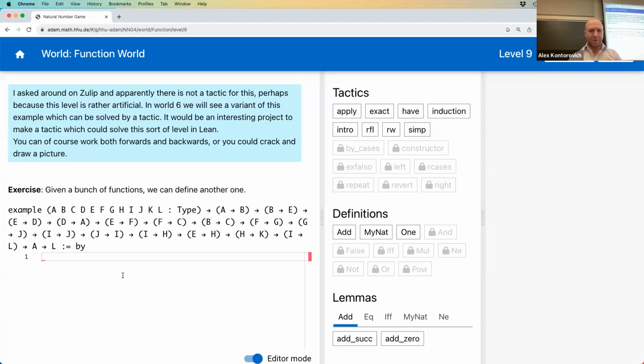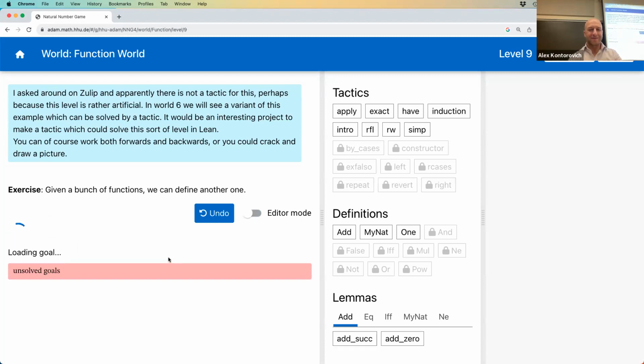All right, last one. Oh God. Oh yeah, I'm in editor mode. That's why you can't see it. Don't do this. Don't do these in editor.